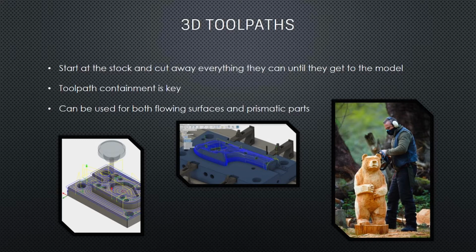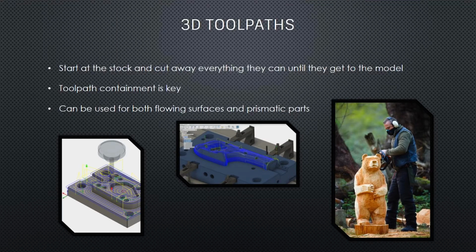So if you think about it, that same concept applies to 3D toolpaths in the sense that Fusion 360 looks at your model, it looks at the stock that you have predefined, right? And then it starts removing material away from the stock until it gets to the model or as close as it possibly can to the model, right?